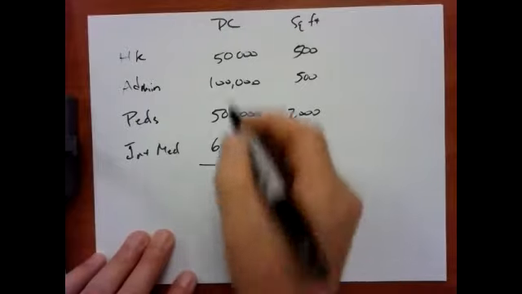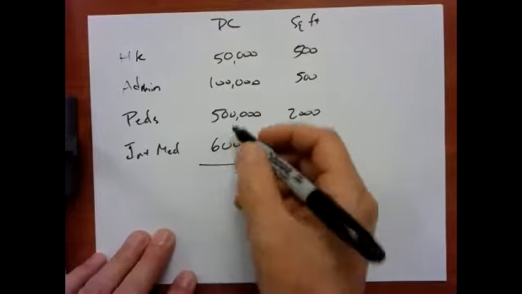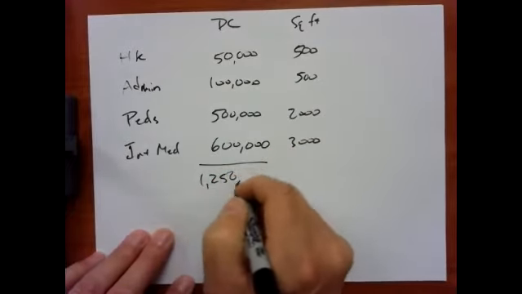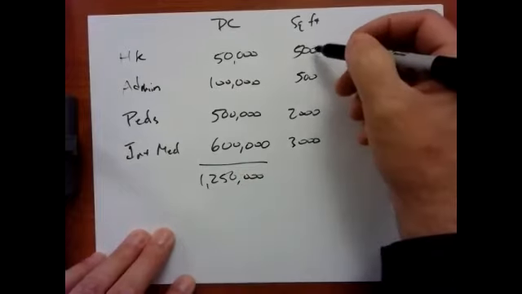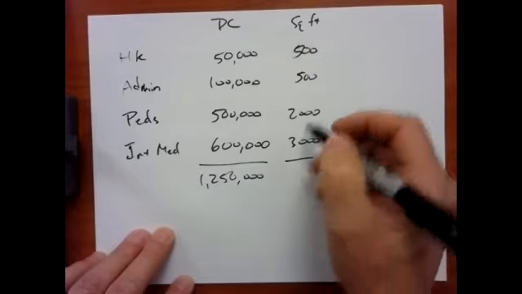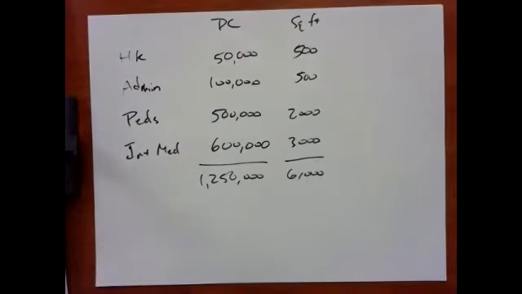So we have, for direct costs, a total of 50 to 150 is 650, 650 plus 600 is 1.25 million. We have square footage of 500, 500 is 1,000 plus 2,000 is 3,000 plus 3,000 is 6,000 square feet in total in the organization.